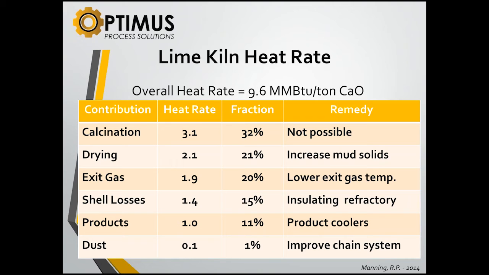Dust losses can be improved as well. One of the things to look at in a conventional kiln system in this case is improving chain system design.